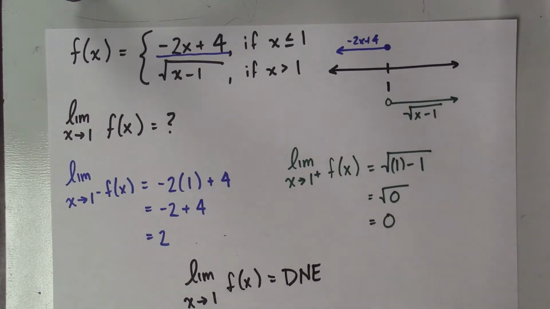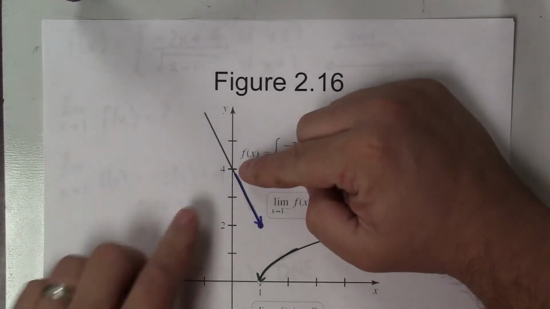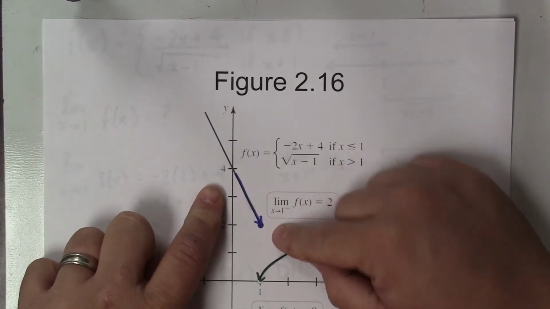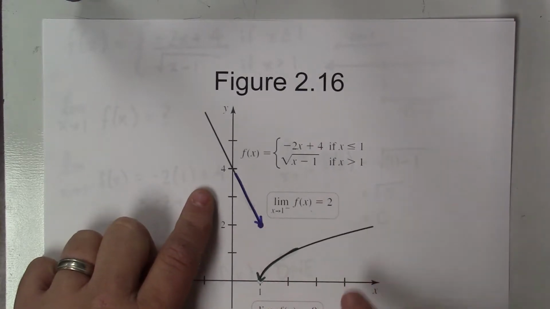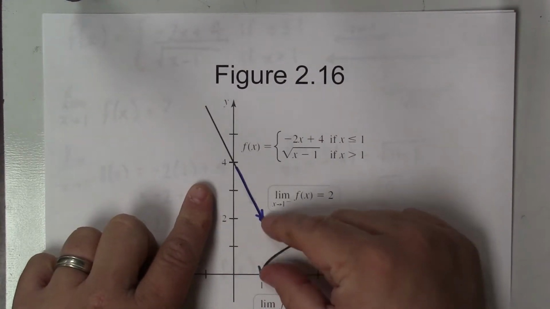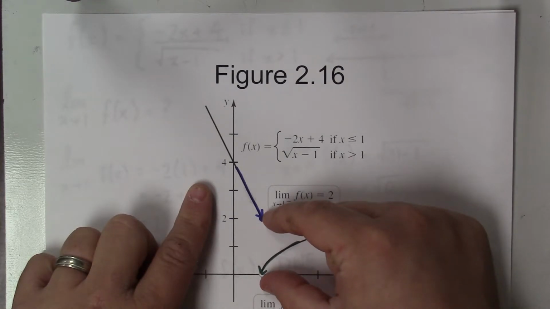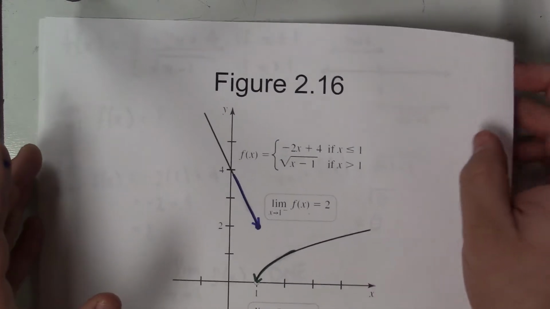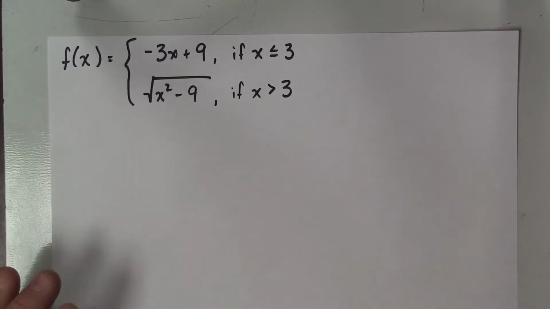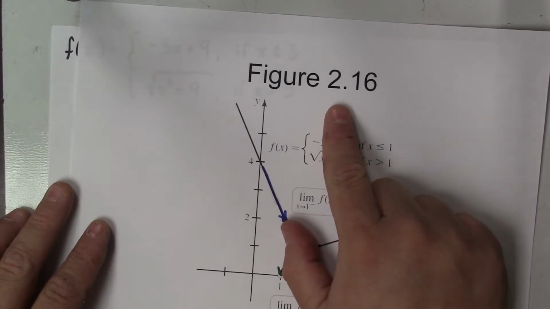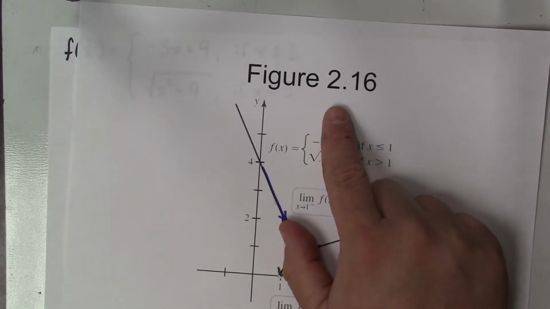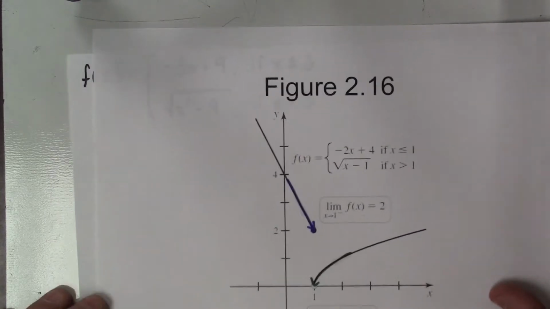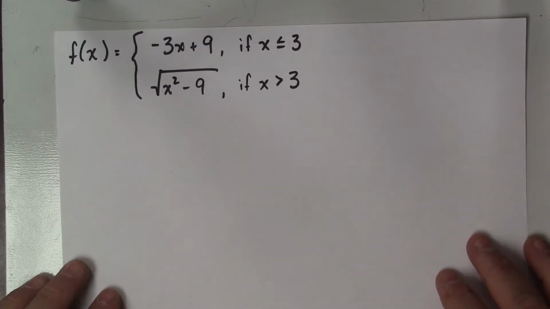Let's look at this graphically, just to go back to what we were doing in section 2.2. As we come from the left to 1, this clearly comes to 2. As we go from the right, this clearly goes to 0. There is a gap here. They are not the same, so our limit does not exist. Now let's take a look at another example. I apologize, this example is from figure 2.16, which is on page 55 in your text if you'd like to reference it.